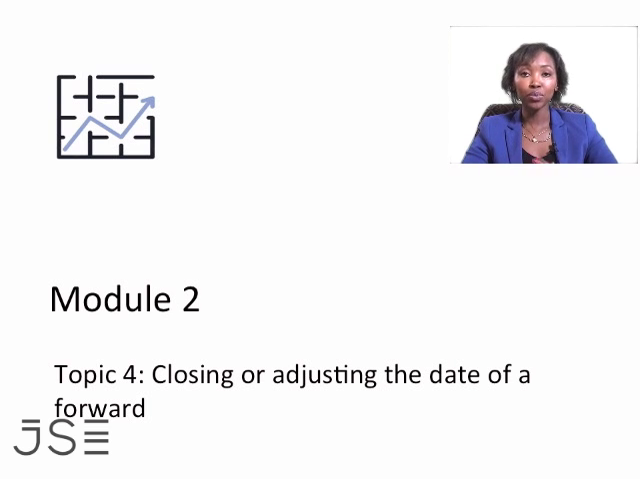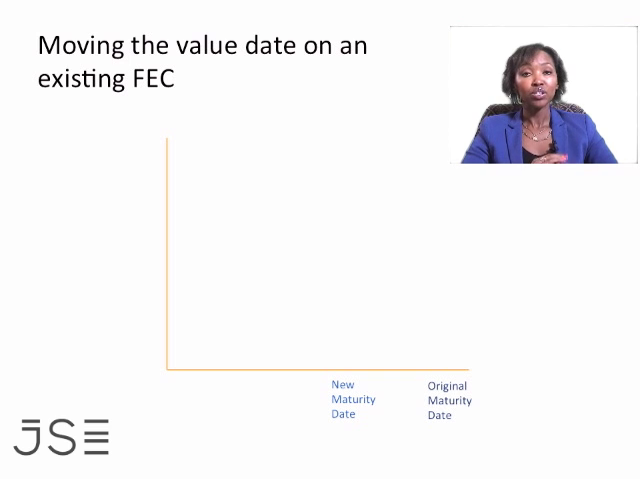So take, for example, an importer who needs to buy US dollars, but then for some reason the shipment gets delayed, or the shipment of the goods comes early, and payment needs to be made on a date before or after the FEC contract date. Well, that's what we're going to look at next. So, moving the date of an FEC.